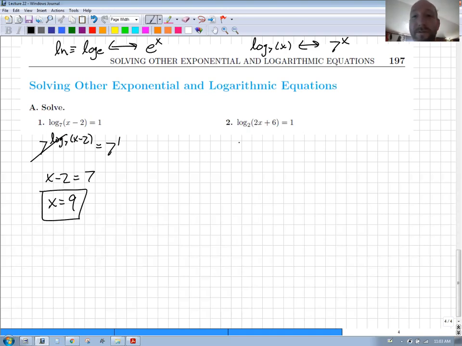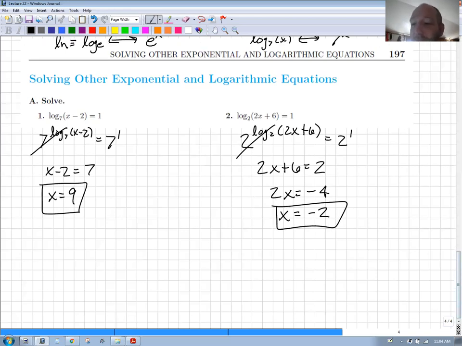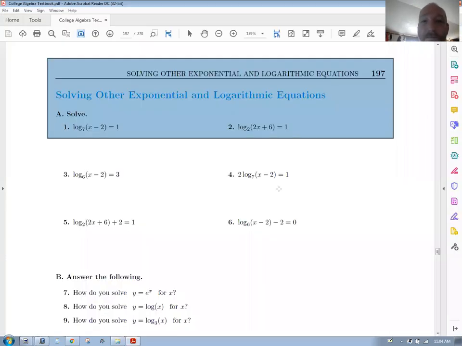So number 2, since it's a log base 2, we need to do 2 to the power of both sides. So those undo one another. We have 2x plus 6. 2 to the first is 2. So subtracting 6, now divide by 2. So these aren't hard. All you're doing is using exponentials to undo the logs.